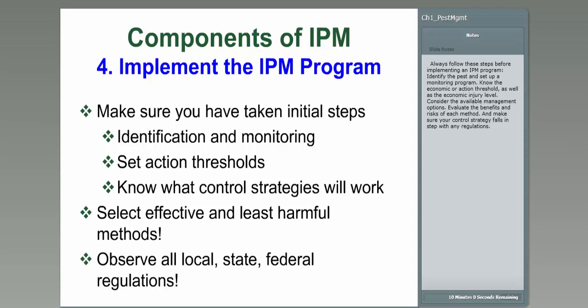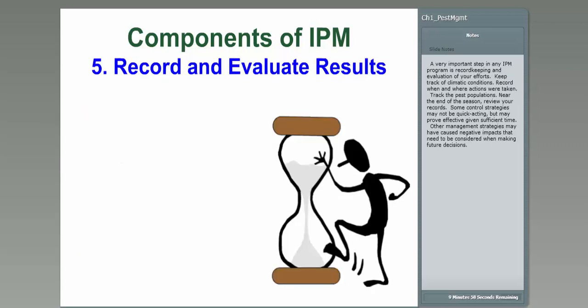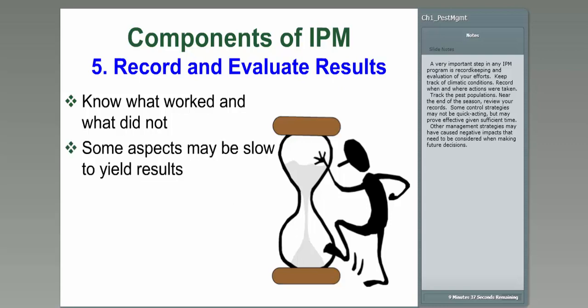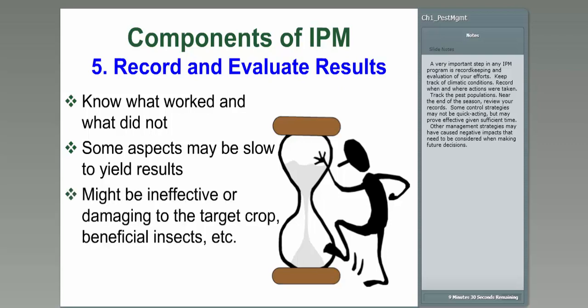A very important step in any IPM program is record keeping and evaluation of your efforts. Keep track of climatic conditions. Record when and where actions were taken. Track the pest populations. Near the end of the season, review your records. Some control strategies may not be quick acting, but may prove effective given sufficient time. Other management strategies may have caused negative impacts that need to be considered when making future decisions.